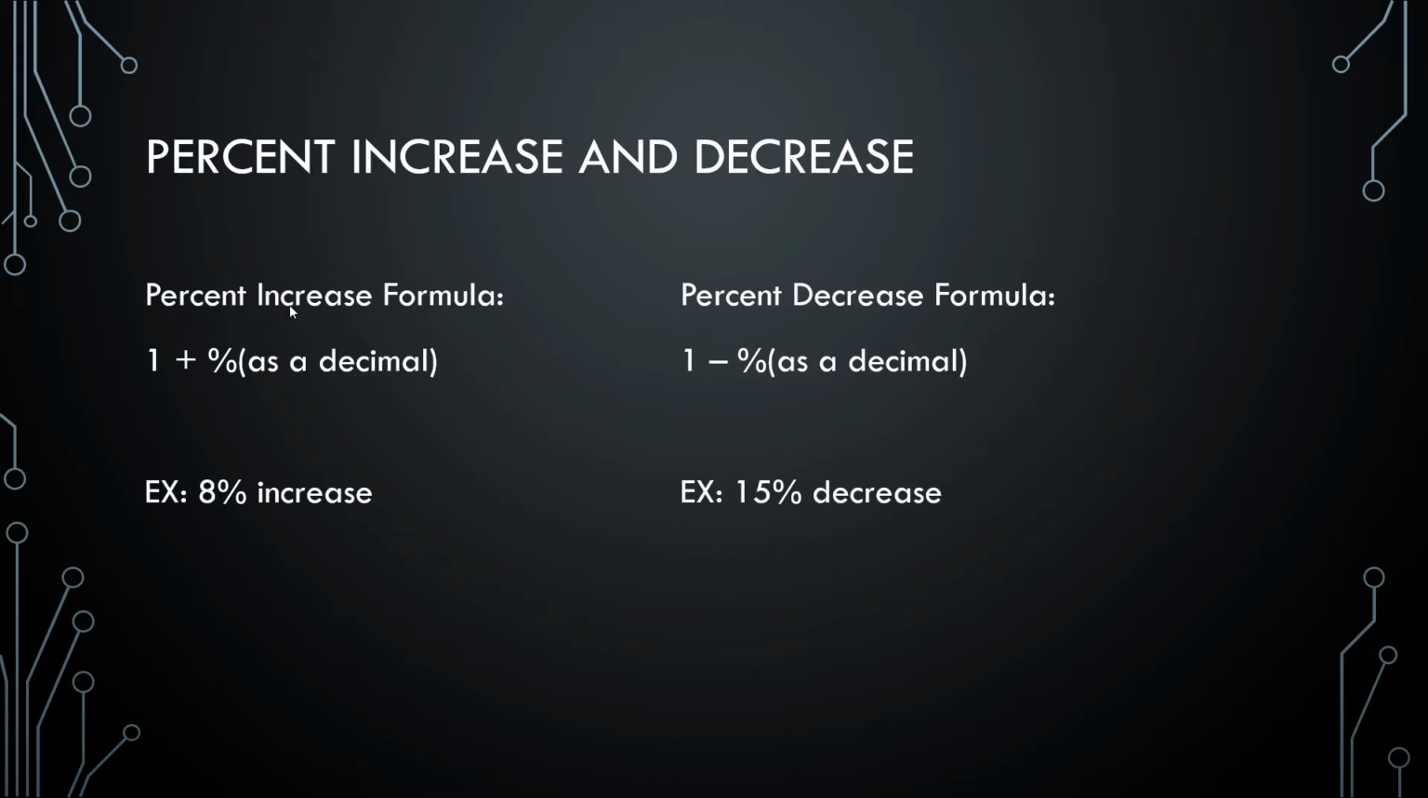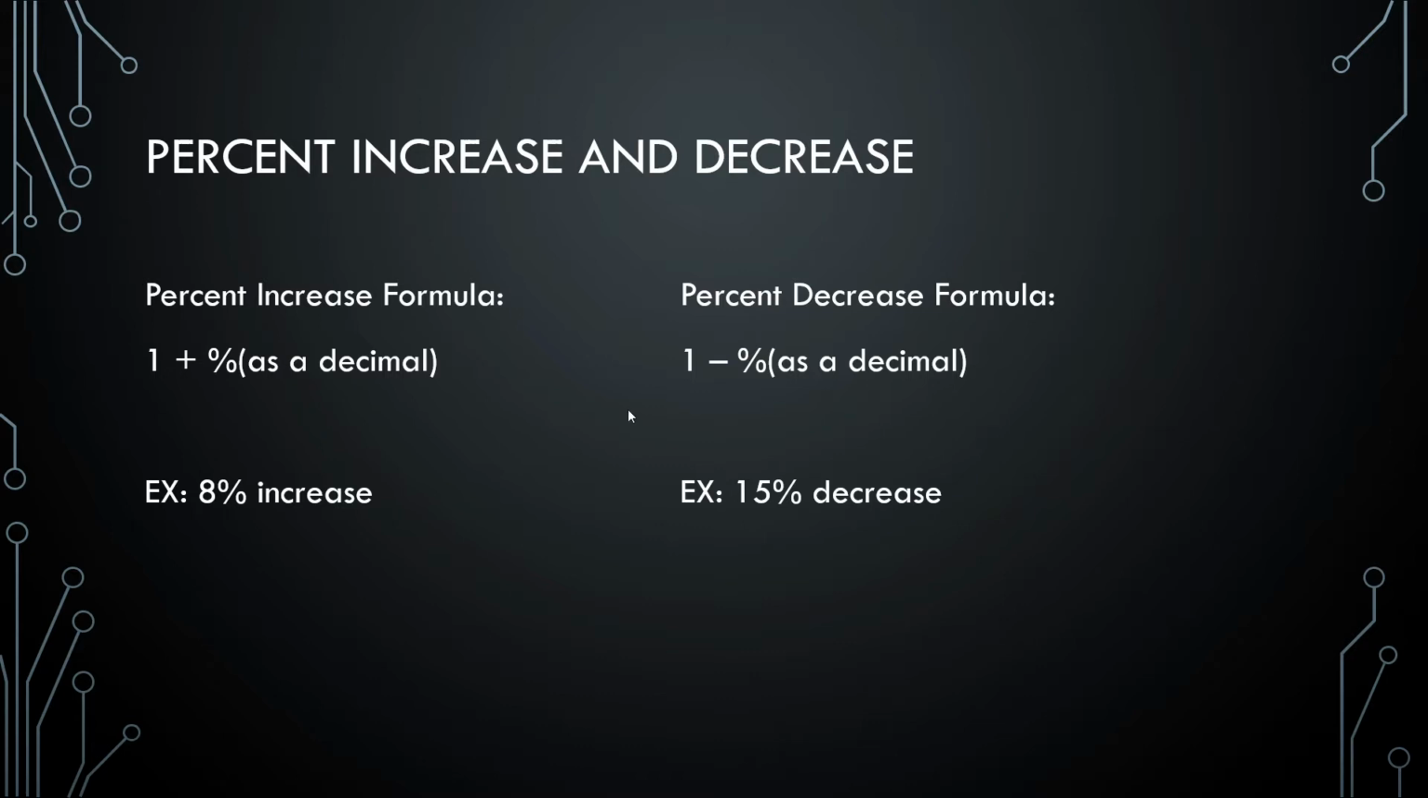Now with the percent increase, I'm taking 1 and I'm adding it to my percent, but I have to make sure I change my percent to a decimal. And with decrease, it's very similar, except instead of adding, I'm going to be subtracting. So I have 1 minus my percent as a decimal.